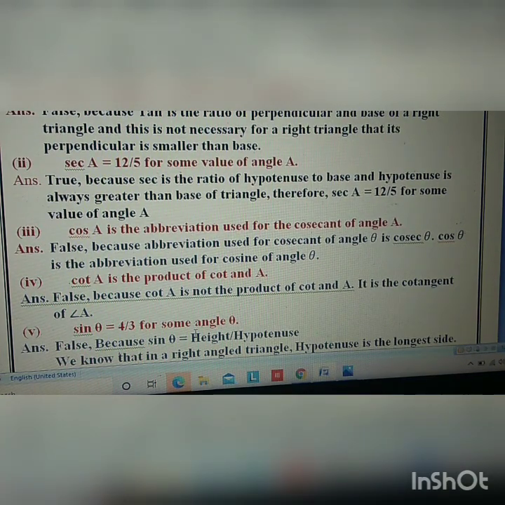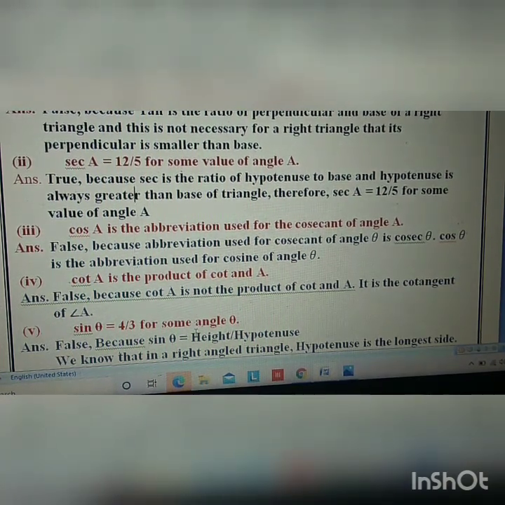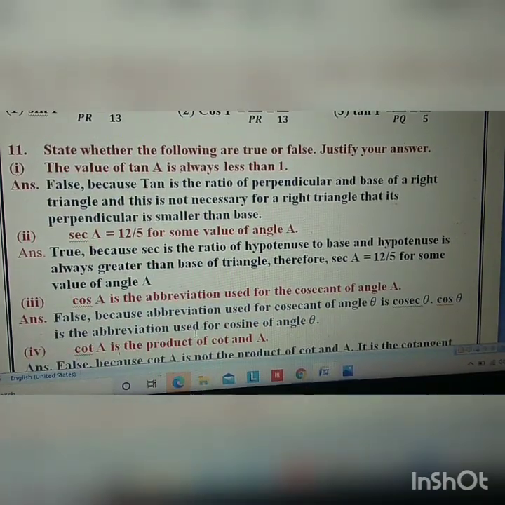So part first, the value of tan A is always less than 1. As we all know, tan is the ratio of perpendicular upon base, and for any ratio to be less than 1, the numerator should always be smaller than the denominator. But as tan is the ratio of perpendicular upon base, and for right triangles it is not necessary that perpendicular is smaller than base, tan may be less than 1, may be greater than 1. So it is false if we say it is always less than 1.